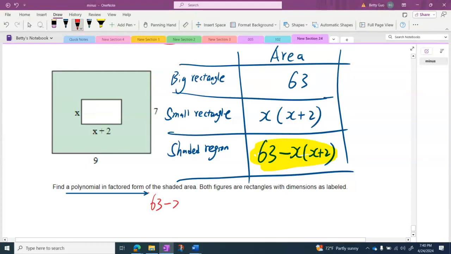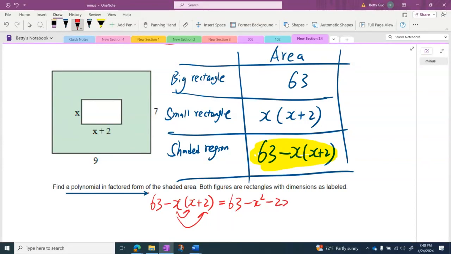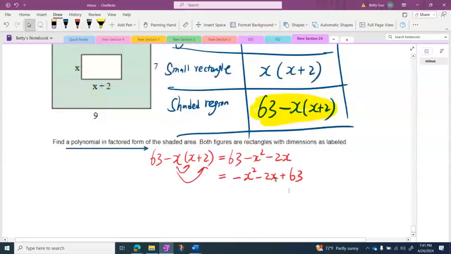63, firstly, simplify by removing these parentheses, applying the distributive property. Negative x times x, negative x squared. Negative x times 2, negative 2x. So we are able to write this trinomial in standard form. So negative x squared minus 2x plus 63. That's the trinomial in the standard form.